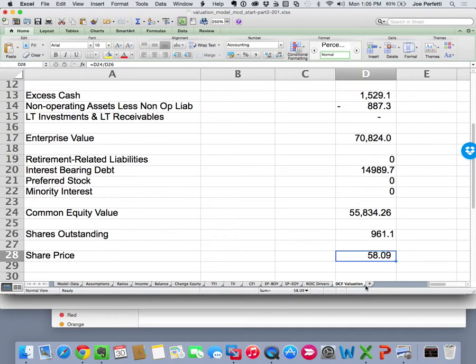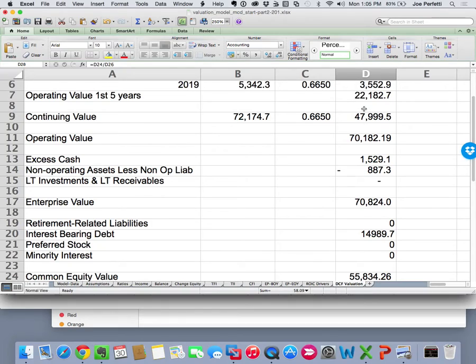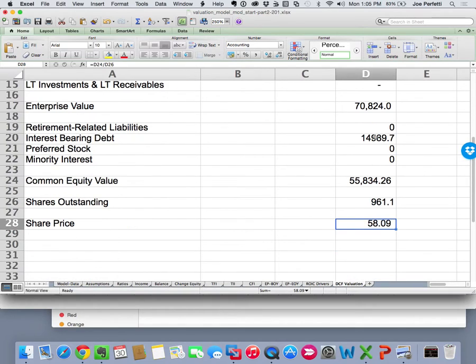Right, so again, we take the operating value is the first 5 years plus the continuing value, add in the non-operating assets to get the enterprise value, pay off all of the non-common debt and equities. That gets us an equity value divided by shares, share price. Right? Relatively straightforward enterprise DCF methodology.